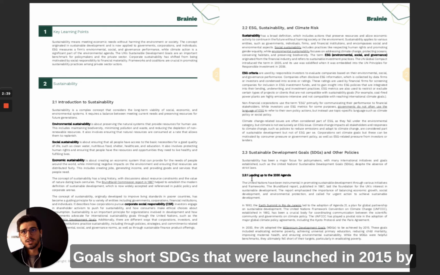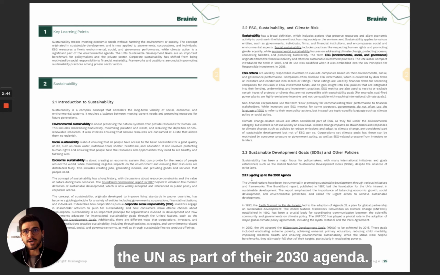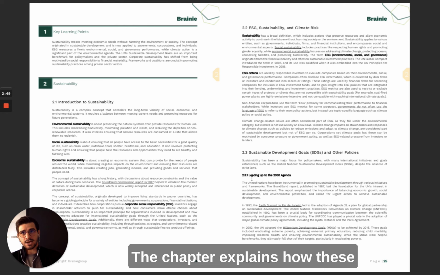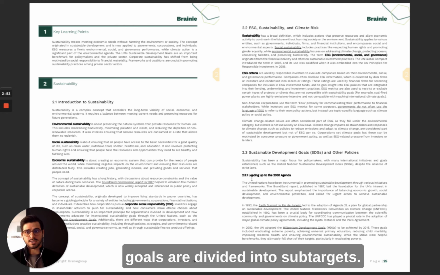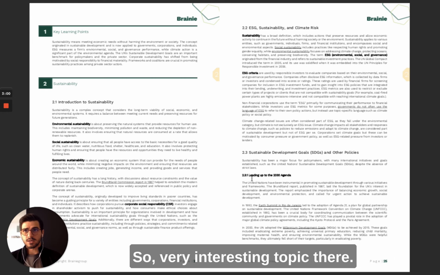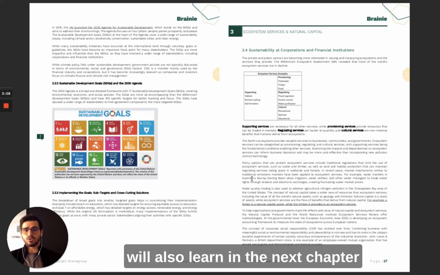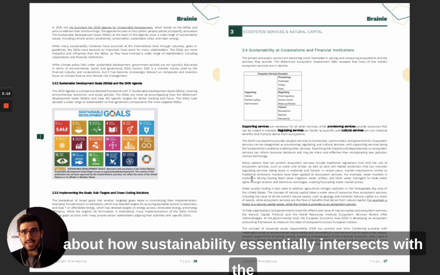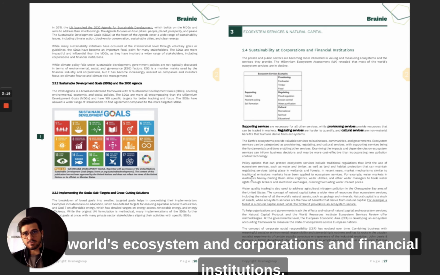The next subchapter focuses on the policies that had been implemented, one of which are the Sustainable Development Goals, short SDGs, that were launched in 2015 by the UN as part of their 2030 agenda. The chapter explains how these goals are divided into sub-targets. They actually give you a couple of examples of how the sub-targets are written. It's a very interesting topic there. You will also learn in the next chapter how sustainability intersects with the world's ecosystem and corporations and financial institutions.